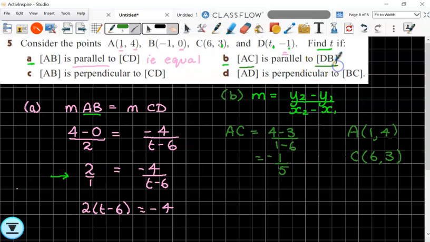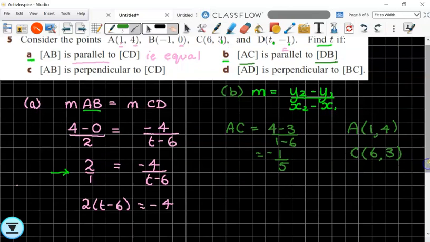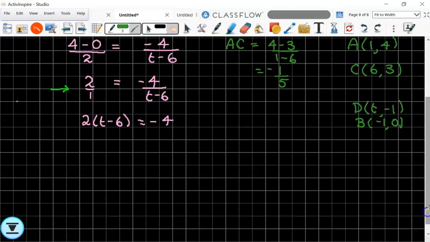Now we're going to work out the slope of DB. I'm going to write, so D is T minus 1 and B is minus 1, 0. So you're just doing that so you're less likely to make an error. So here we go, D, B.